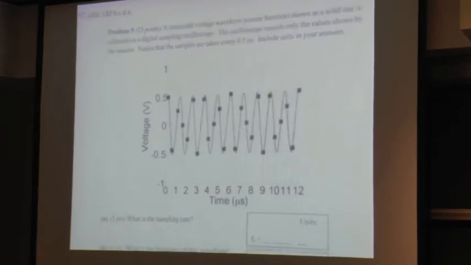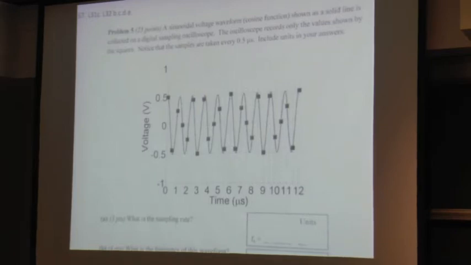So it says a sinusoidal voltage waveform, which is a cosine function, is shown here as a solid line collected on a digital sampling oscilloscope. This oscilloscope records only the values shown by the squares. So those are the sample points, the squares. Notice that the samples are taken every 0.5 microseconds. And then answer the following questions. Include units in your answers.